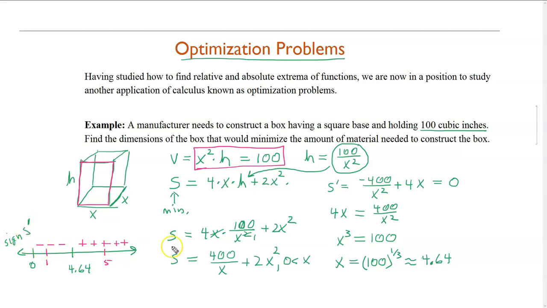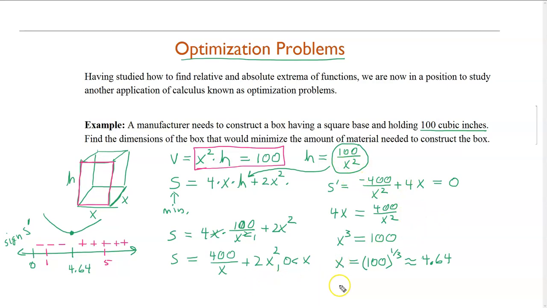And so this means that our function s is decreasing and then increasing. And so yes, at 4.64, or the cube root of 100, that's where s will have a minimum. So we found the x value, the dimension of our base that will minimize the surface area. Now we just have to find the height h. Well, you just have to plug 100 to the 1/3 power in here for x and solve for h.